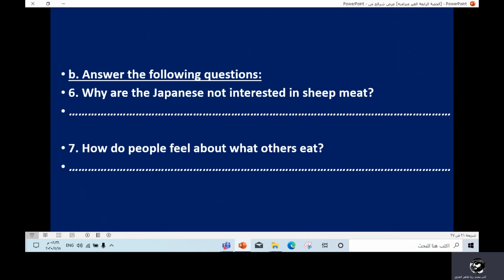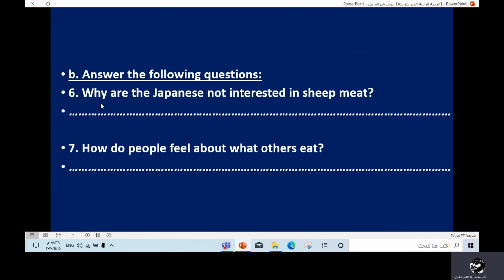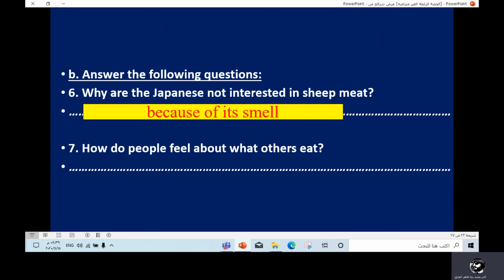Let's go back to the text. Find the keywords Japanese and sheep here. Where are they? That's right. Here, the Japanese do not like to eat sheep meat. Why? Because of its smell. So this is the answer, because of its smell. So let's go back to the question. He started with why, and if you have a question started with why, you have to answer with because. So because of its smell.